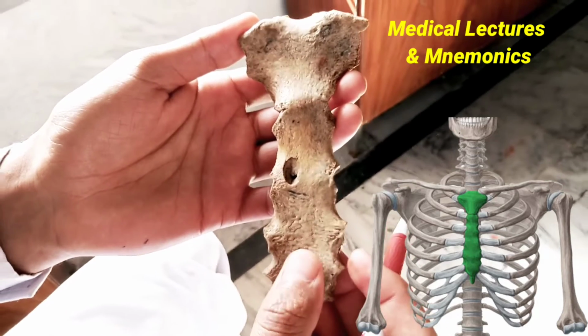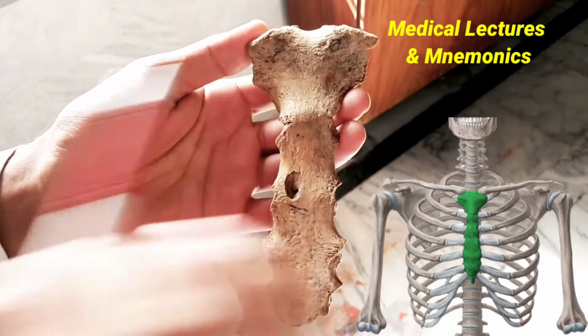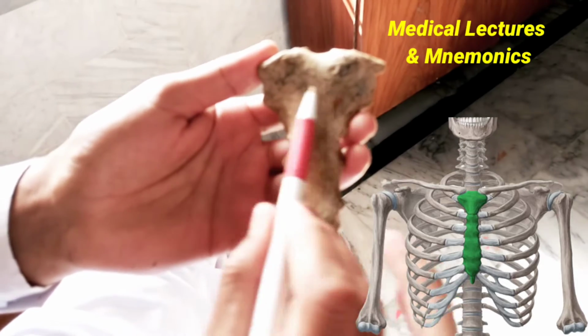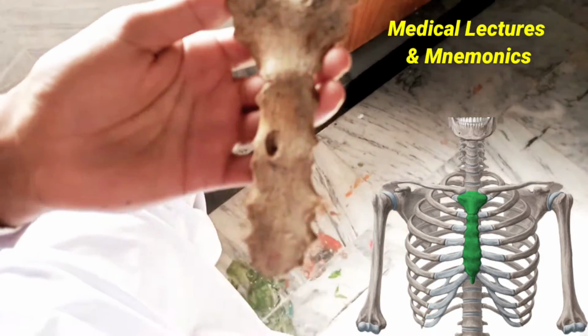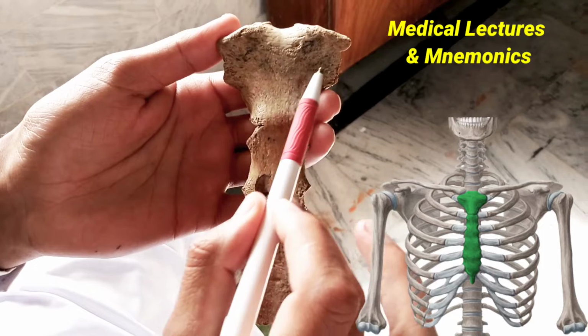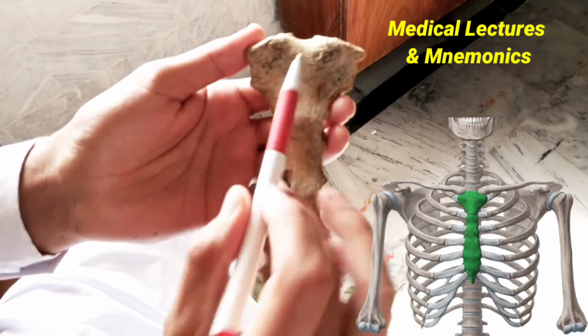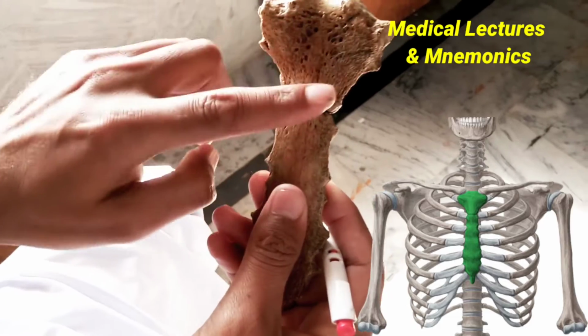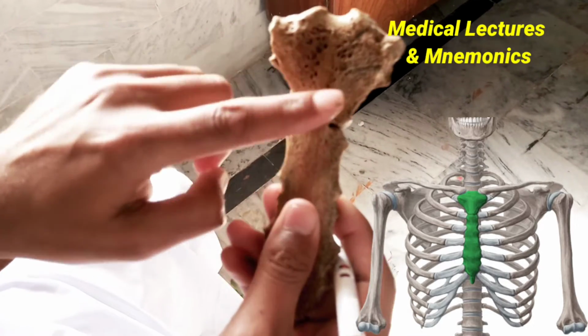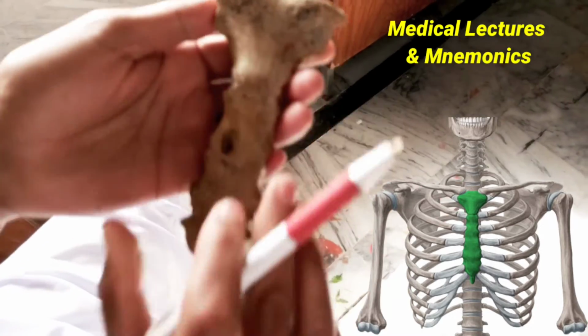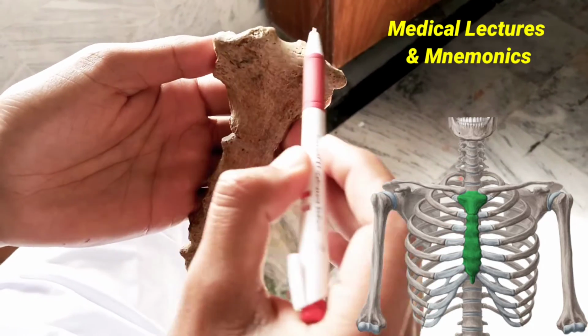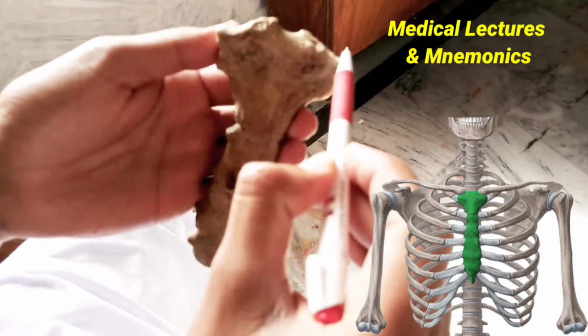So first I am going to talk about the manubrium. Here you can see this bone is called the manubrium, which is a part of the sternum. The manubrium has two surfaces. One is the anterior surface, which is rough and convex, and the other is the posterior surface, which is smooth and concave. It has four borders. One is the superior border.